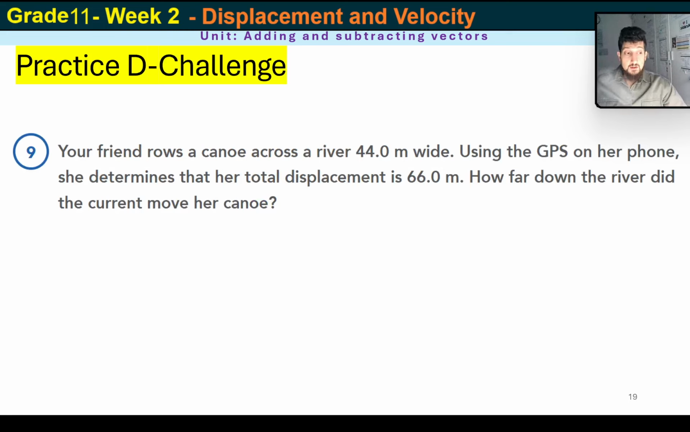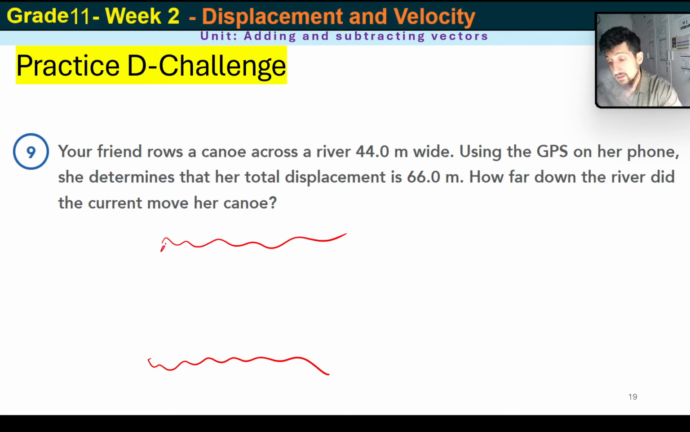Let's look at this guy over here. We've got your friend rows a canoe across a river 44 meters wide. Using the GPS on her phone, she determines that her total displacement is 66 meters. How far down the river did the current move her canoe? Okay, so once again, we've got the same kind of scenario, but slightly different. So what do we have here? The river is 44 meters wide. And her total displacement was 66 meters.